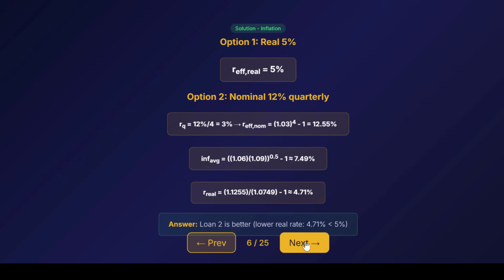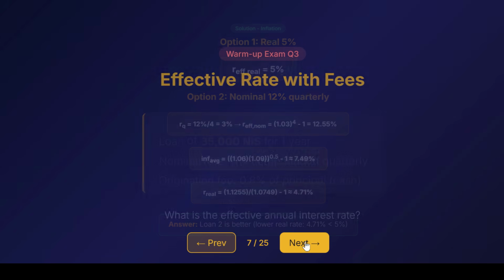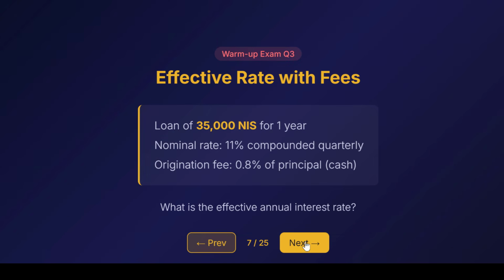Topic 3. Effective interest rate with fees. A loan of 35,000 shekels for 1 year at 11% nominal compounded quarterly, with a 0.8% origination fee paid upfront. The upfront fee reduces the actual amount received to 34,720 shekels. However, the amount owed at year-end is based on the full 35,000 plus interest, totaling 39,012 shekels. This results in a true effective rate of 12.36%. Key insight. Upfront fees increase the true effective interest rate above the stated rate.